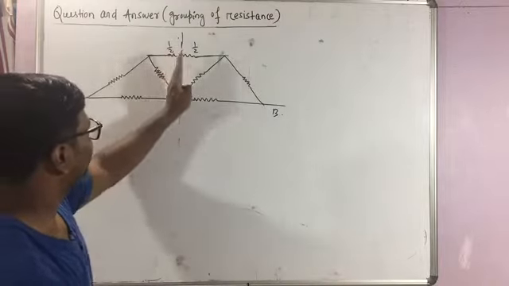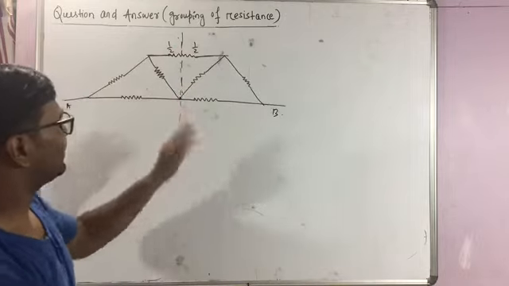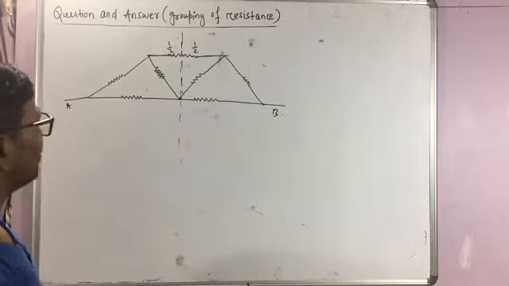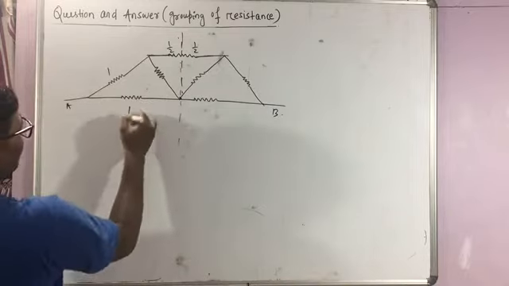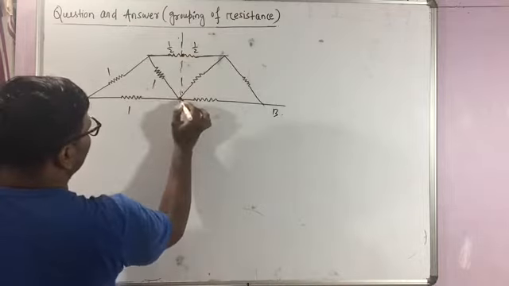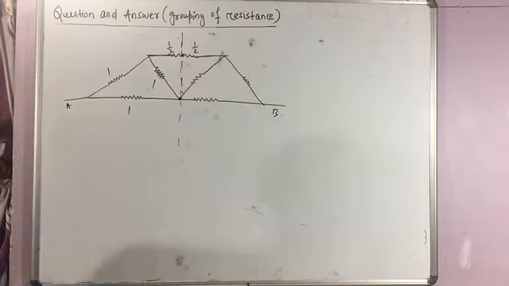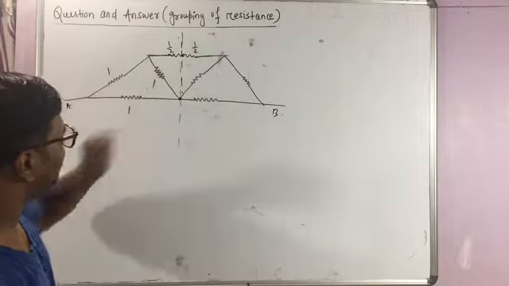Means the left side portion and the right side portion are mirror images of each other. In this case, this is 1 ohm, this is 1 ohm, this is 1 ohm. Now you see this point and this point must be at the same potential. These 2 points must have the same potential. Now you can join these two.